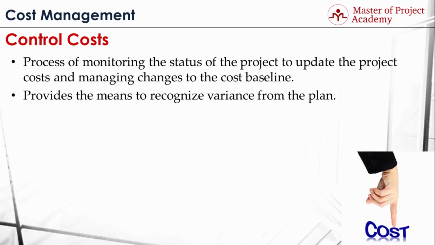Let's assume that in the second month of your project, you've spent $220,000, although you have planned to spend $180,000. So you exceeded the cost baseline by $40,000. You need to assess this variance and take corrective actions to prevent any future variances.